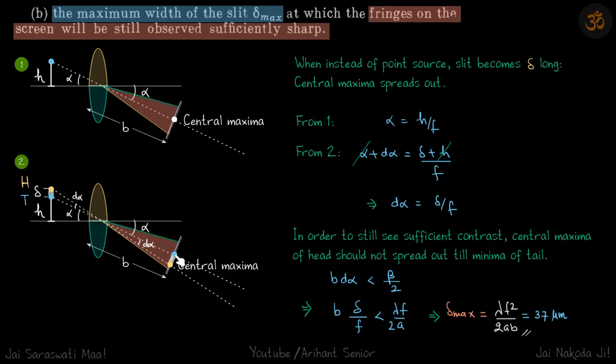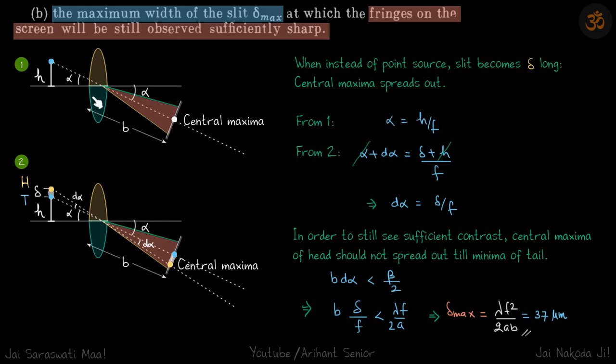So be very careful here that these are not two separate maxima. It is actually a continuous maxima because these are not two separate slits. Initially it was one slit, a single point slit, but in reality the slit is a bit longer. So because of that length of the slit, this maxima spreads out. So let's write that when instead of a point source, slit becomes delta long, the central maxima spreads out.